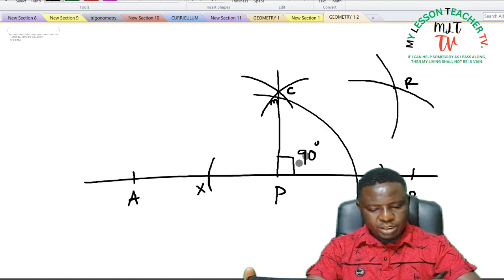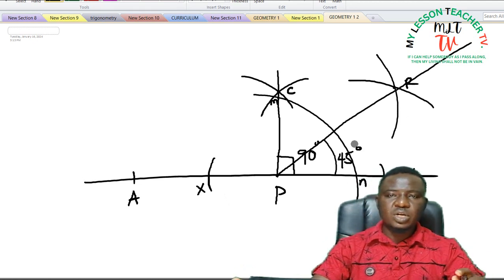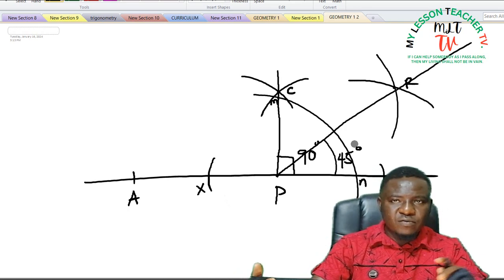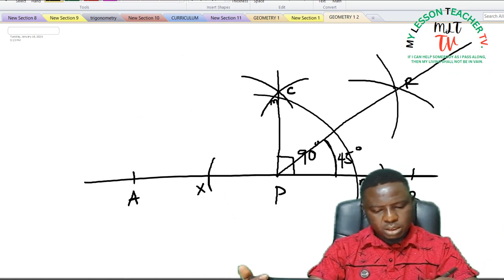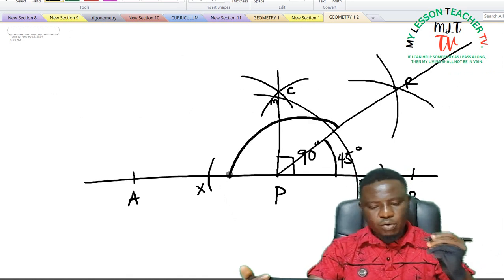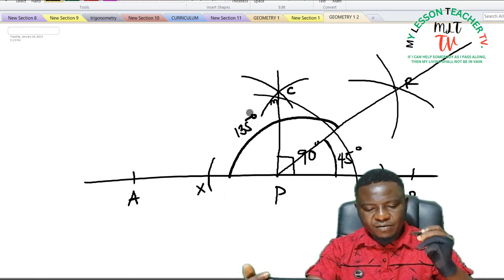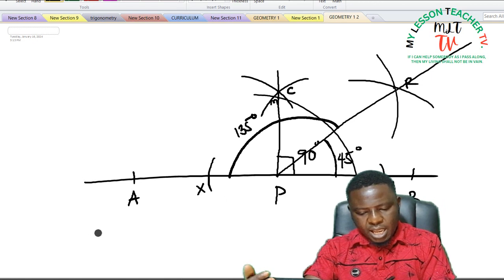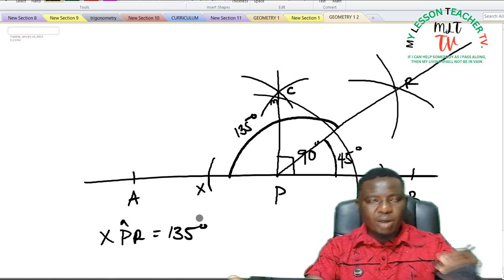You now join point P and R together, and that gives you angle 45 degrees. So this is how you can construct angle 45 degrees. When you construct angle 45 degrees, also note that the corresponding obtuse angle is angle 135 degrees. That is to say that angle XPR is equal to 135 degrees when measured.